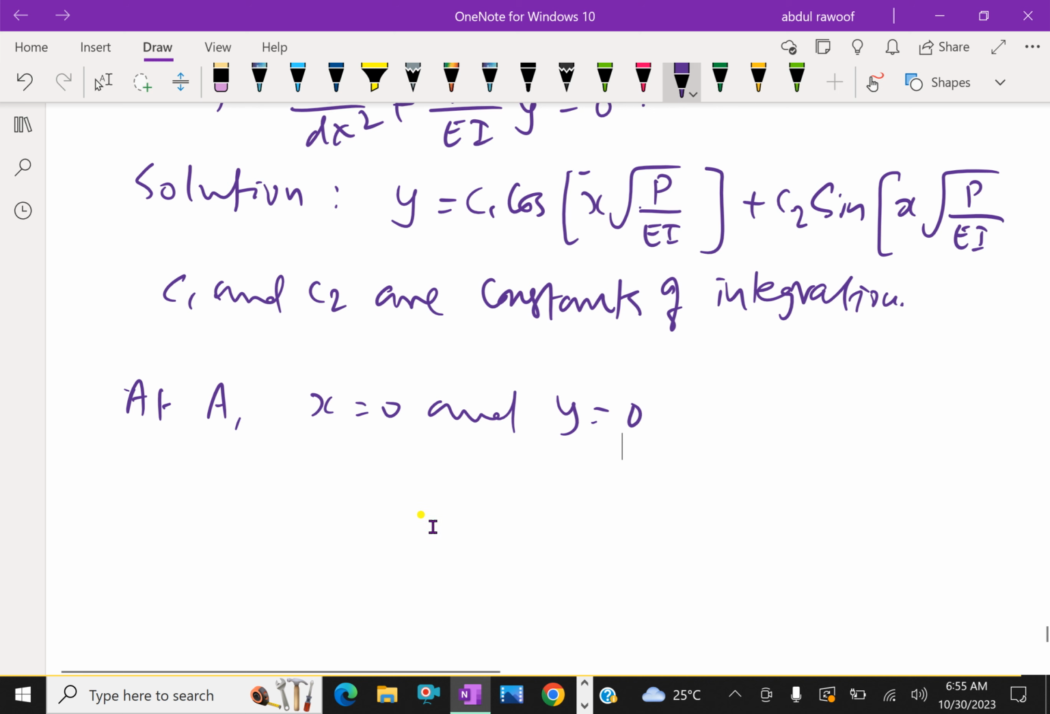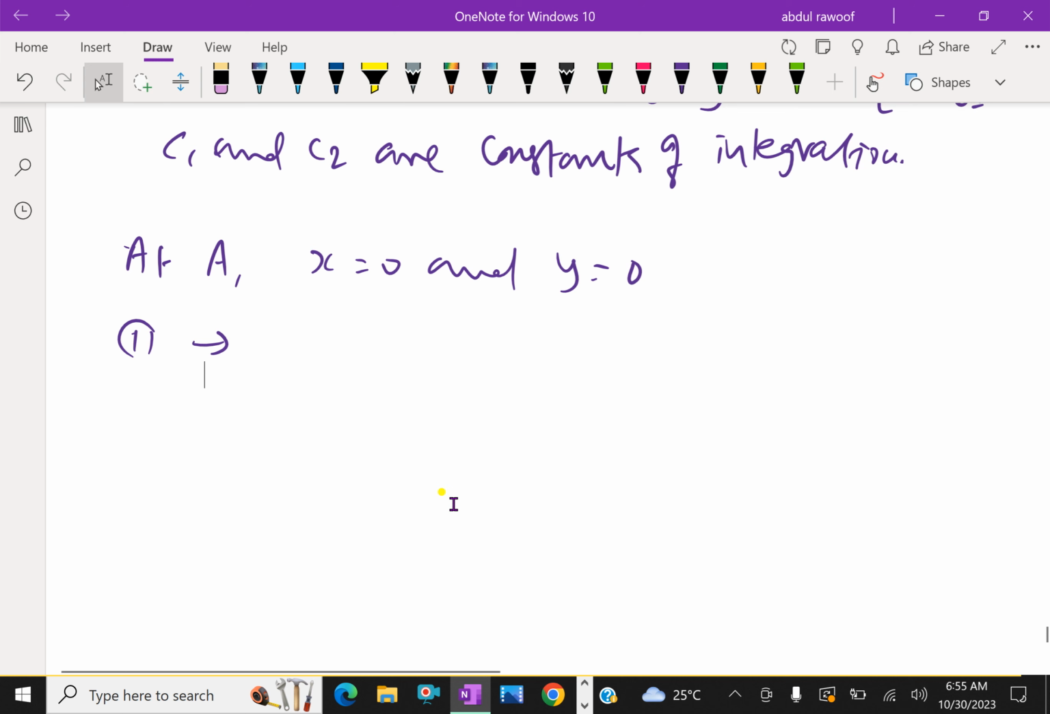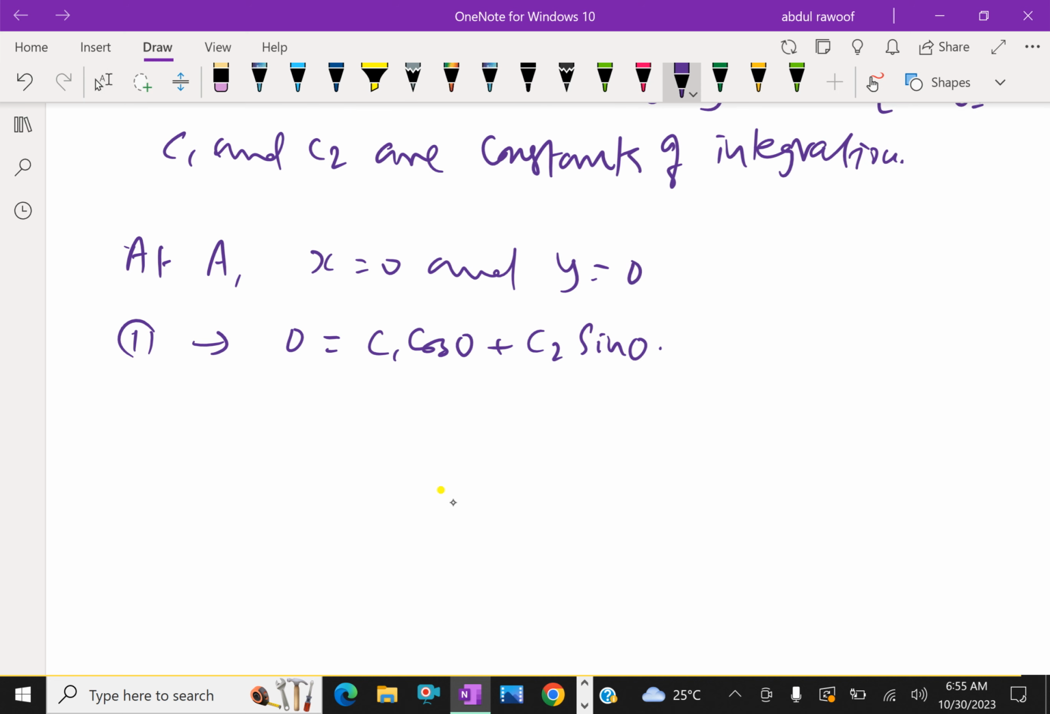Next, substituting these values in equation 1, the equation gives y equals 0 equals C1 cos 0 plus C2 sin 0. We know that cos 0 is 1, therefore 0 equals C1 into 1 plus C2 into 0. Therefore, C1 equal to 0.